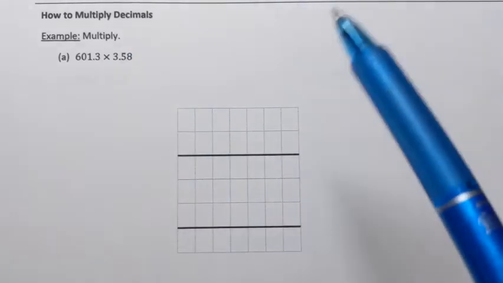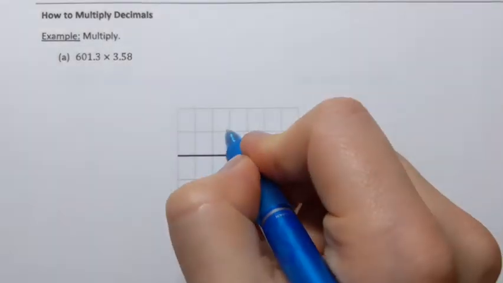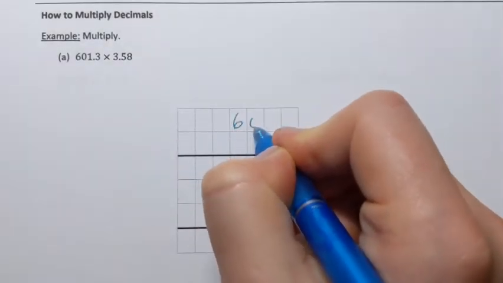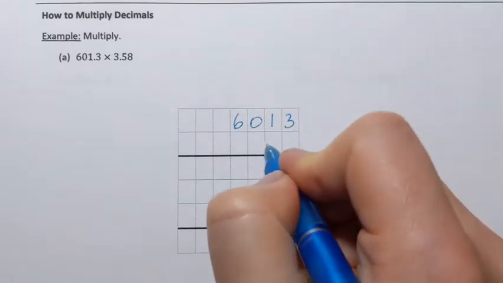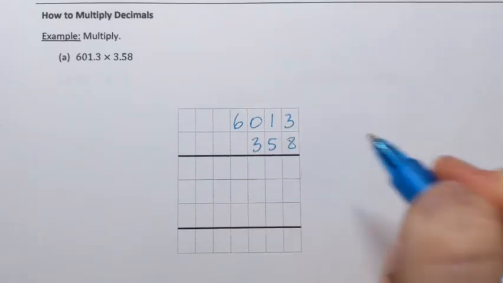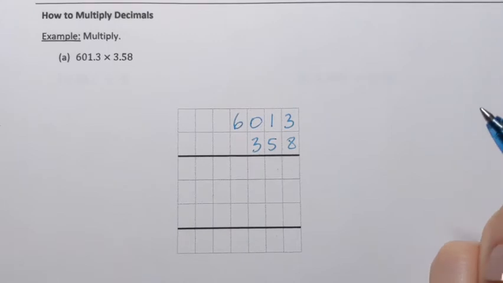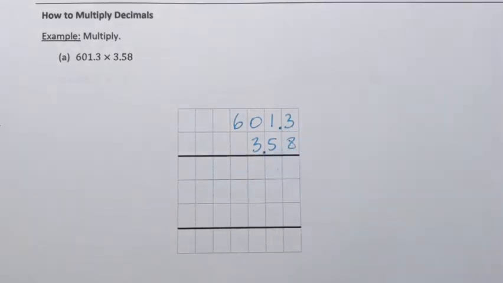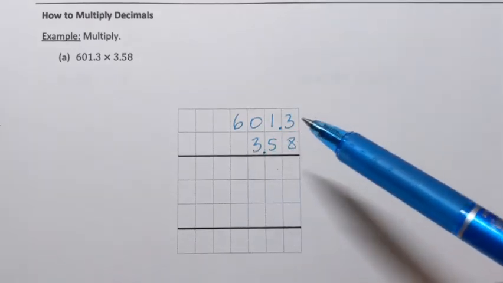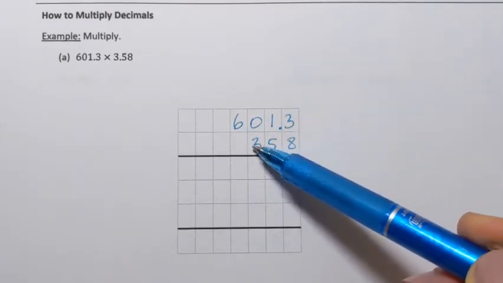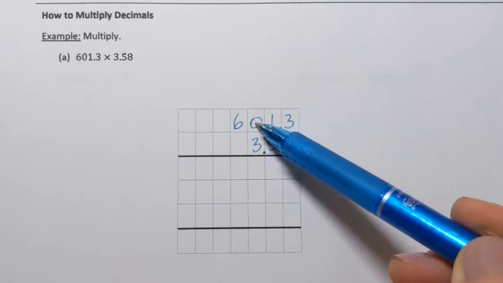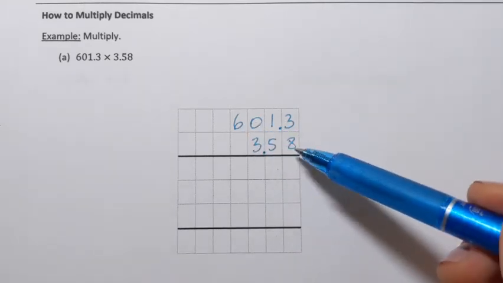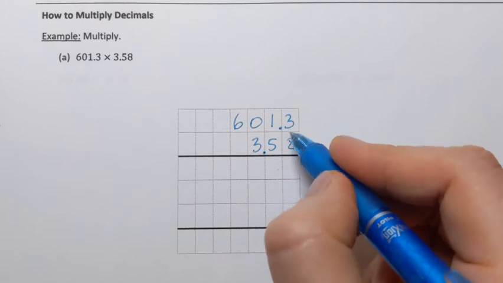Well, to multiply those two, I would have to align them this way. 6013 and then 358, right? If I ignore the decimal points. I'm still gonna put them here, but in my mind, I'm ignoring them. I'm not doing anything with them right now. So how do we multiply those two numbers? Well, we have to take each digit of the second number and multiply it by each digit in the first number, right?